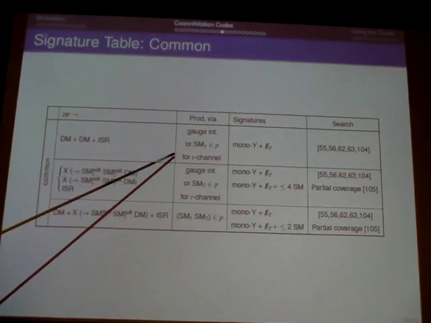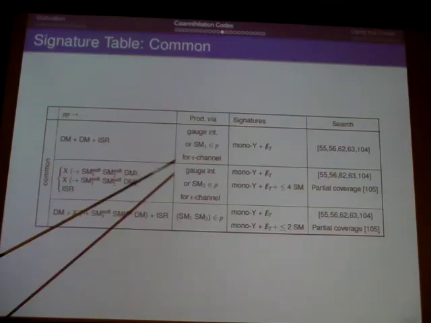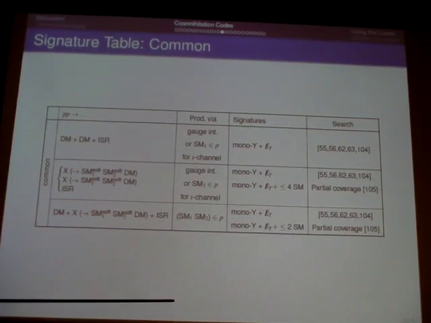And then in the next column, we say that it can be produced either by a gauge interaction, if the dark matter has SU(2) charge, or if the standard model one is in the proton and it's a T-channel, then it can be produced that way. In the detector, this is going to look like a mono-Y, where Y could be a jet or an electroweak gauge boson. So that's the ISR, and the dark matter escapes as MET.